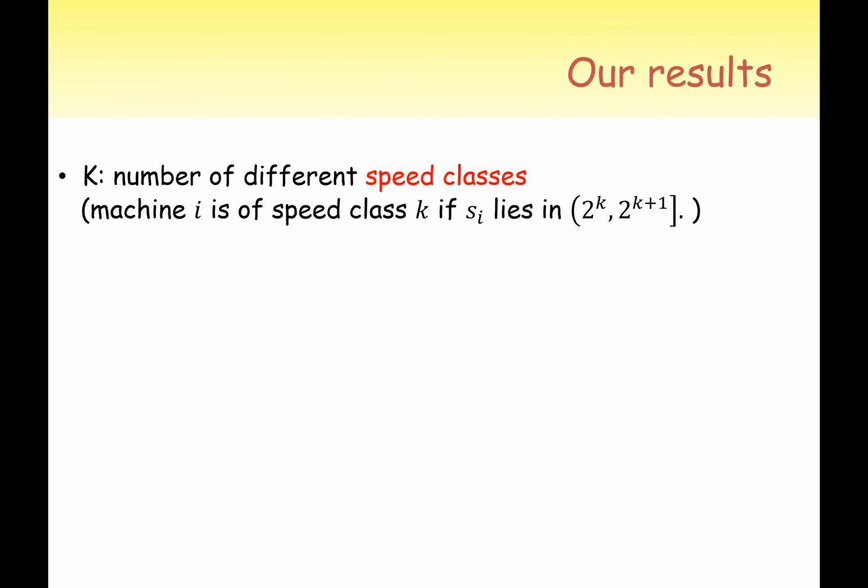Our first result is, okay, so let me just have one small piece of notation. I will say that a machine i is of class k if its speed lies in the range 2^k to 2^(k+1). So basically what we are doing is rounding the speed of each machine to the nearest power of 2. We can always do that because this will only affect the objective function by a constant amount. And so then once you do this rounding, K denotes the number of distinct speed classes.